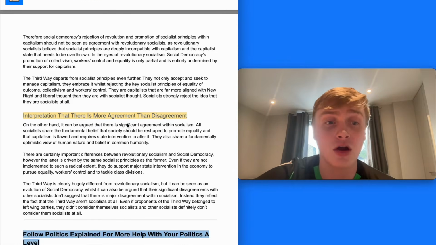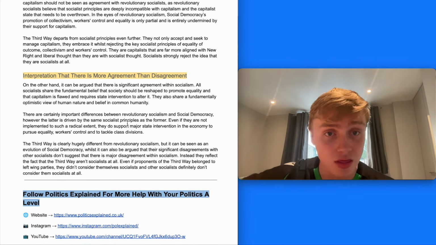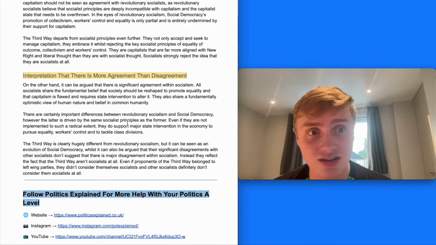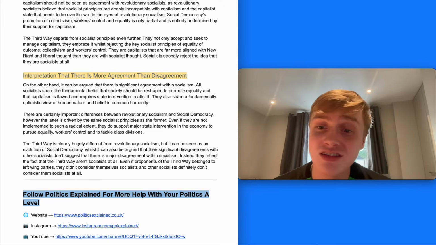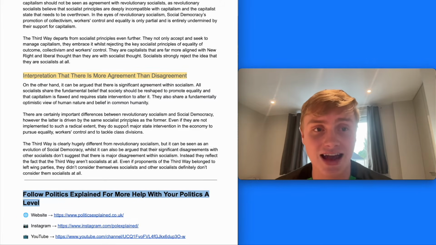And the third way then departs from these socialist principles even further. They not only accept and seek to manage capitalism, they embrace it, whilst rejecting the key socialist principles of equality of outcome, collectivism, and workers' control. It can be argued that they're capitalists, they're not socialists. They are far more aligned with the new right and liberal thought than they are with socialist thought. And socialists, even social democrats, strongly reject the idea that they are socialists at all.